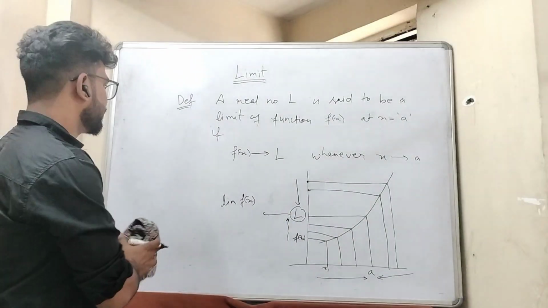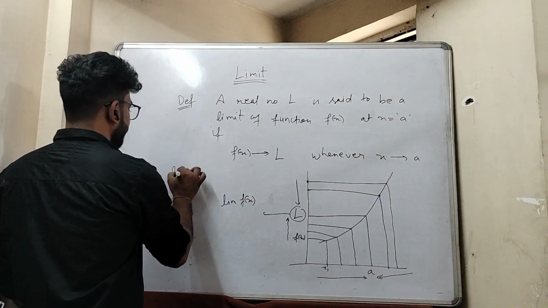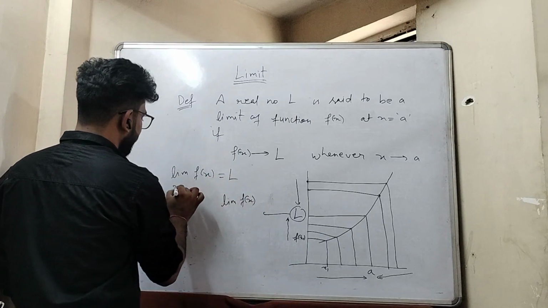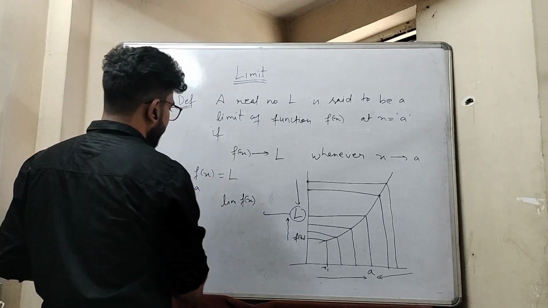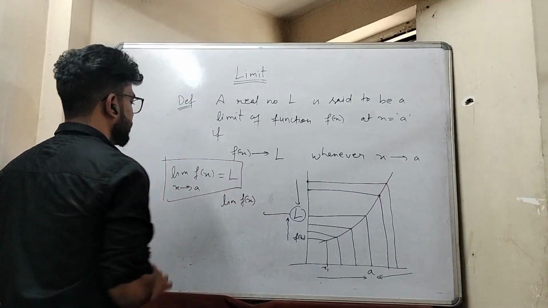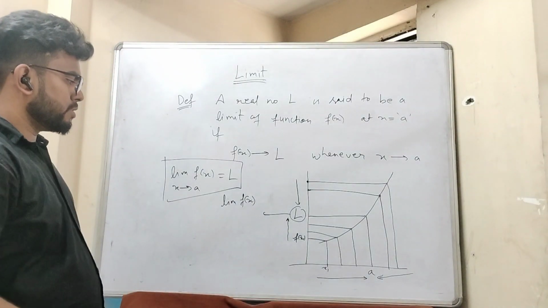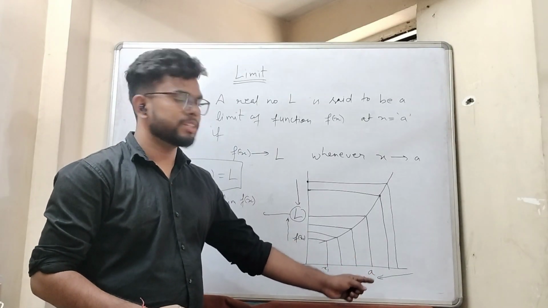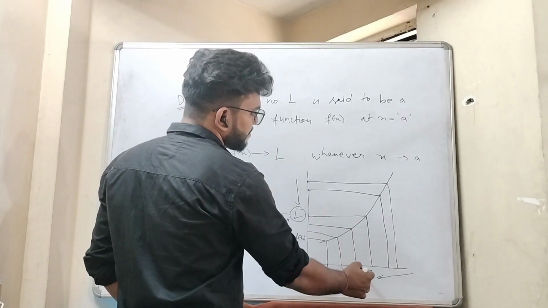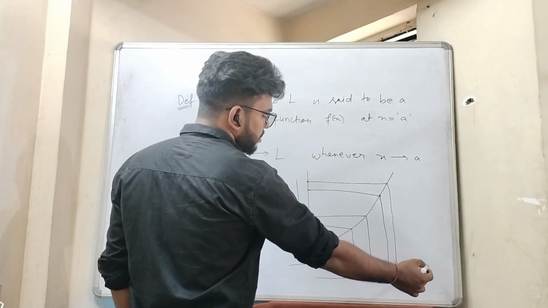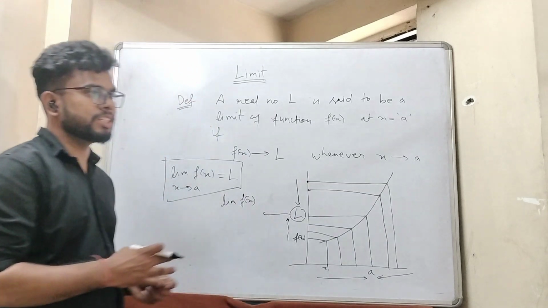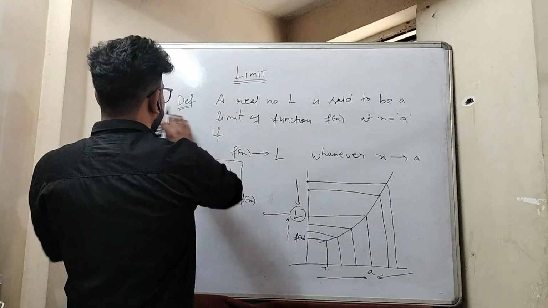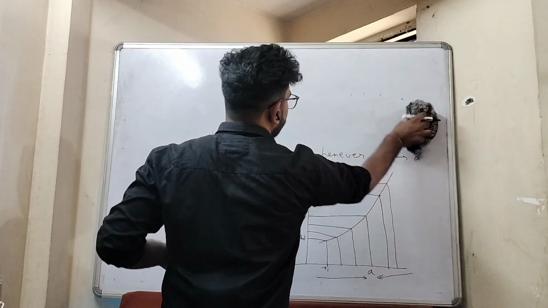And how do we denote this? We denote it like this: limit of f of x is equal to L when x tends to A. This is the way of denoting it. As you can see, you can approach the point A from both directions. Either you approach from the left side of A, or from the right side of A. Based on these two directions, we have two different types of limit: the left hand limit and the right hand limit.